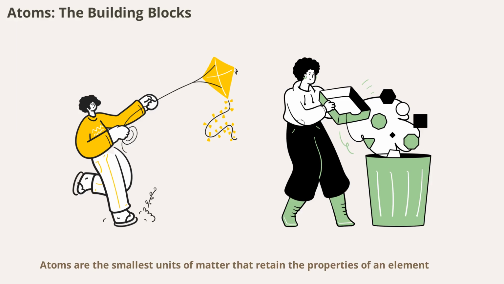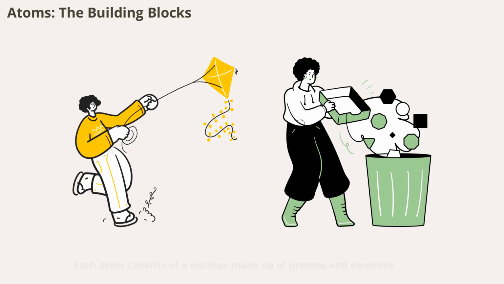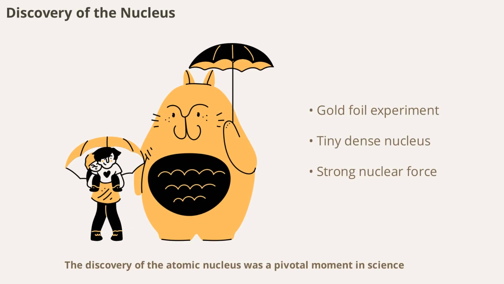Atoms are the smallest units of matter that retain the properties of an element. Each atom consists of a nucleus made up of protons and neutrons, surrounded by electrons. The arrangement and behavior of these subatomic particles determine the chemical and physical properties of substances. Understanding atoms is the first step toward grasping the complexity of the universe, from the simplest hydrogen atom to the most complex molecule.